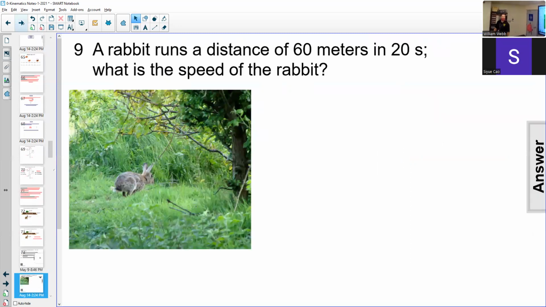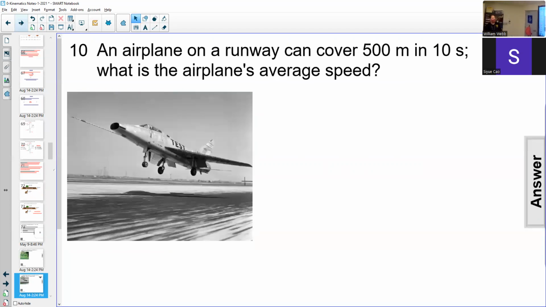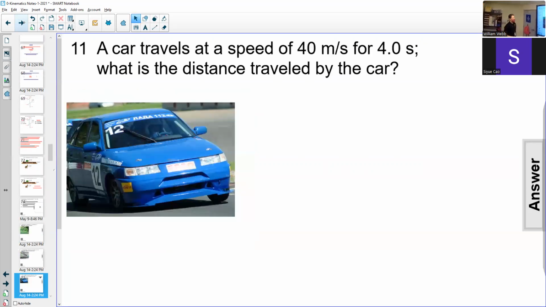A rabbit runs a distance of 60 meters in 20 seconds. What's the speed? Go ahead and say it out loud. 3 meters per second. An airplane on a runway can cover 500 meters in 10 seconds. What's the average speed? 50 meters per second. Just some mental math. A car travels at a speed of 40 meters per second for 4 seconds. What's the distance it traveled?